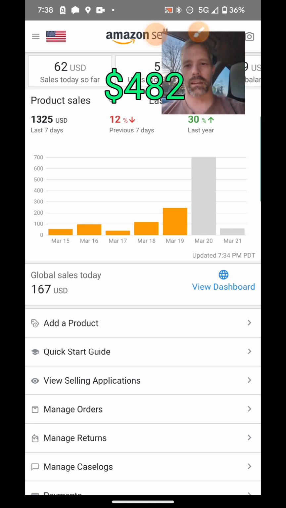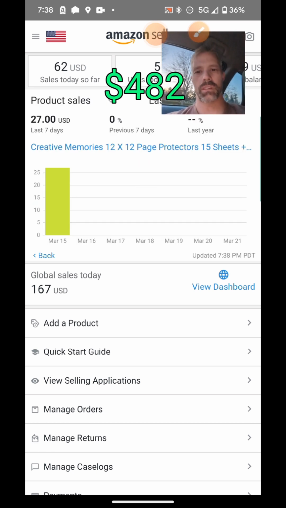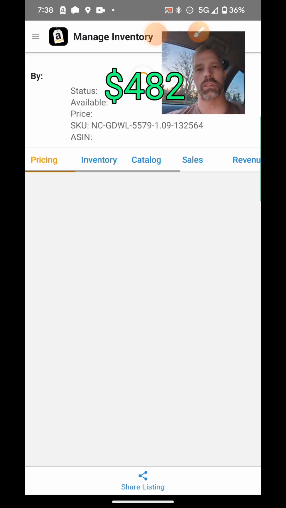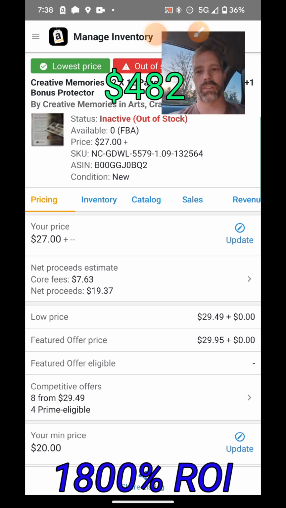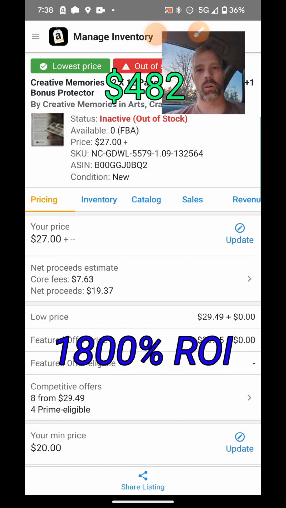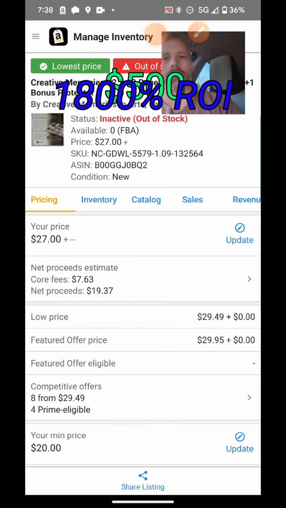All right, let's go back. And we'll look at Monday. Creative Memories. This was actually a pretty good buy. These were still shrink wrapped when I bought this. Bought it for $1. Net proceeds $19. Shipping was maybe 20 cents, 50 cents at most. And so I made $18 on that. So 18 times the money I spent, I got back on that one.